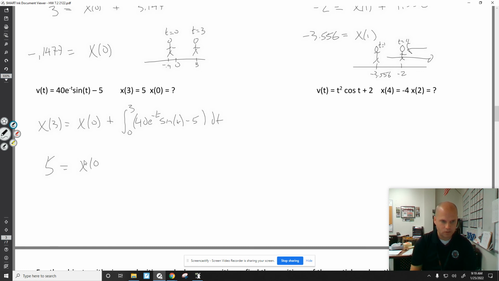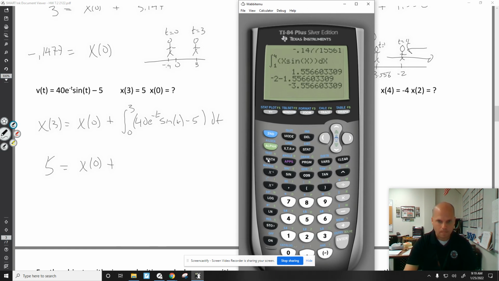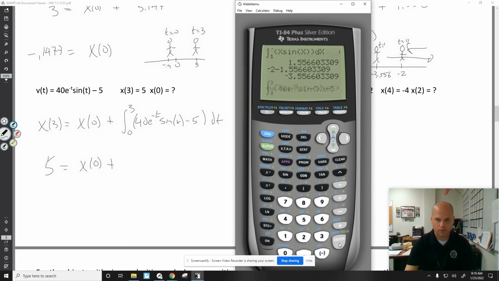I don't know my initial position, but I will be able to find my displacement between the two, my change in position. Are we staying from 0 to 3? Yeah, we're staying from 0 to 3. That's nice. 0 to 3 seconds.